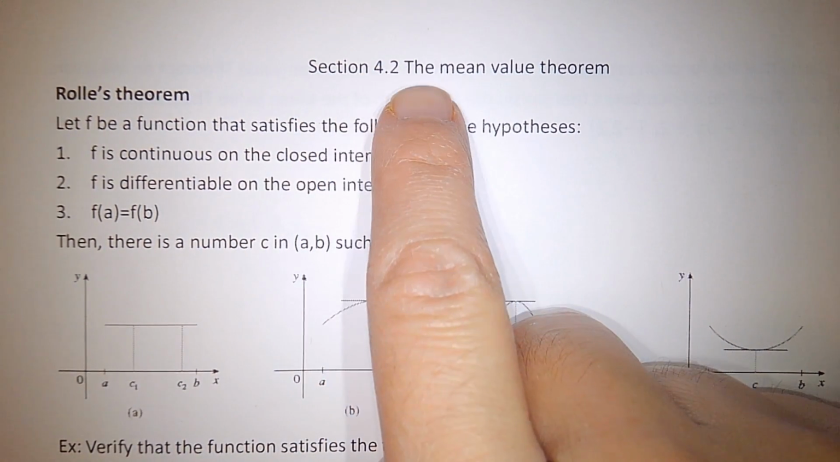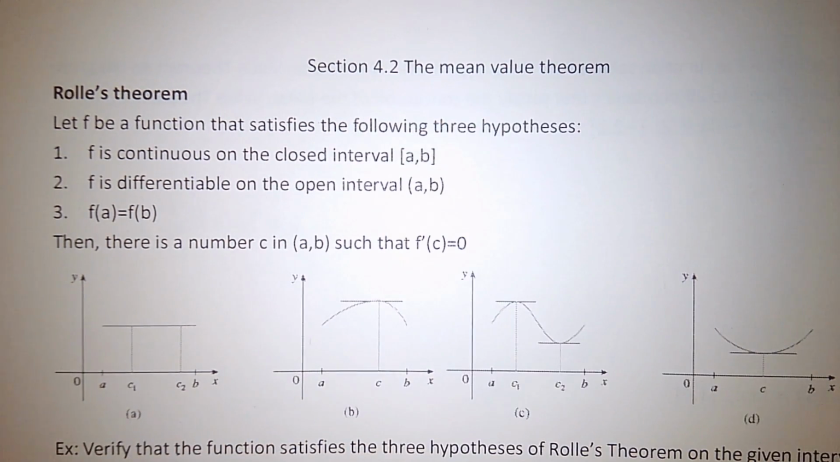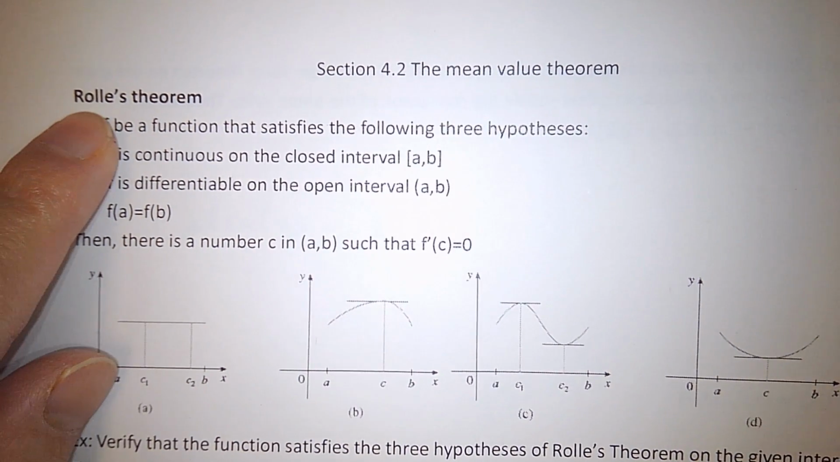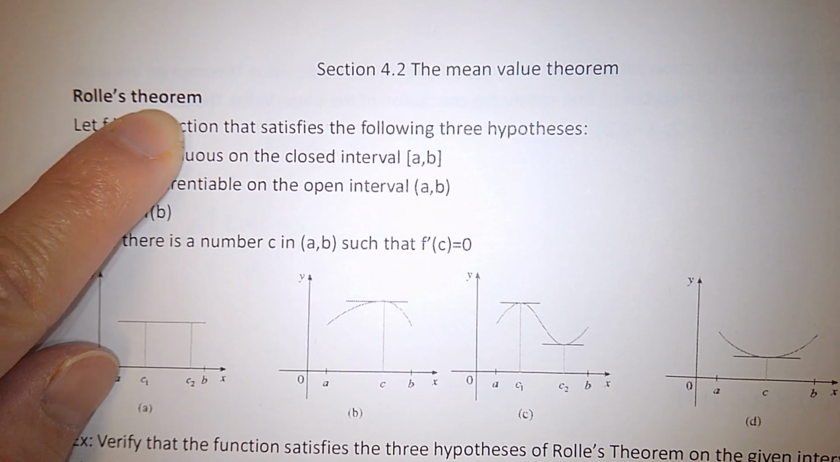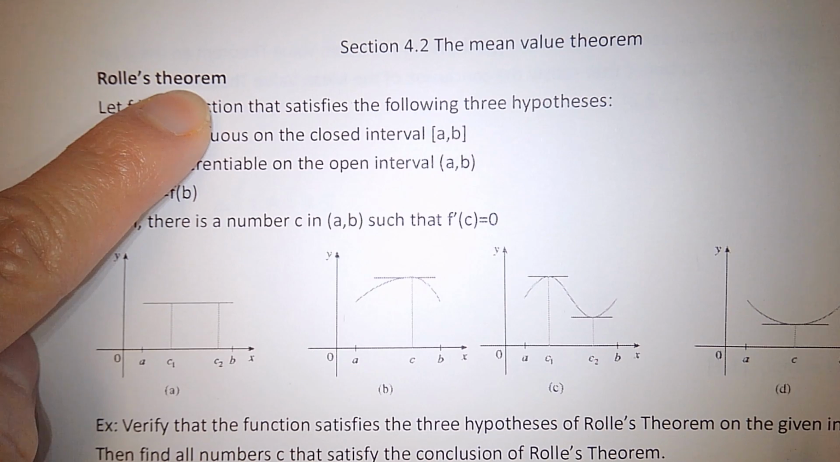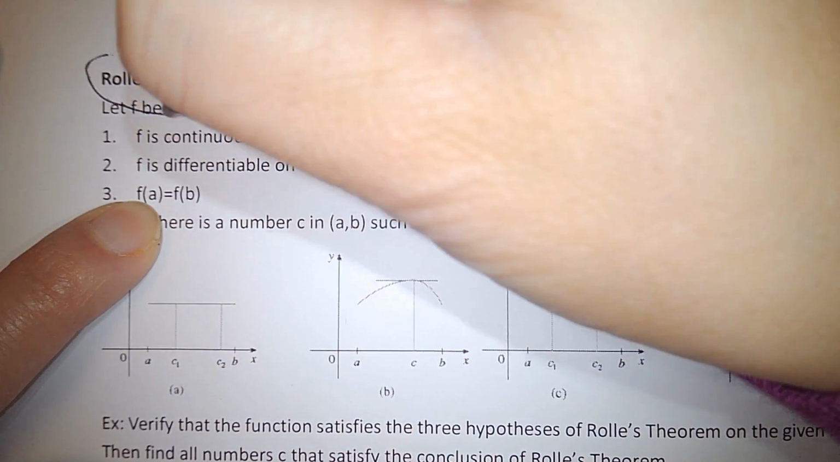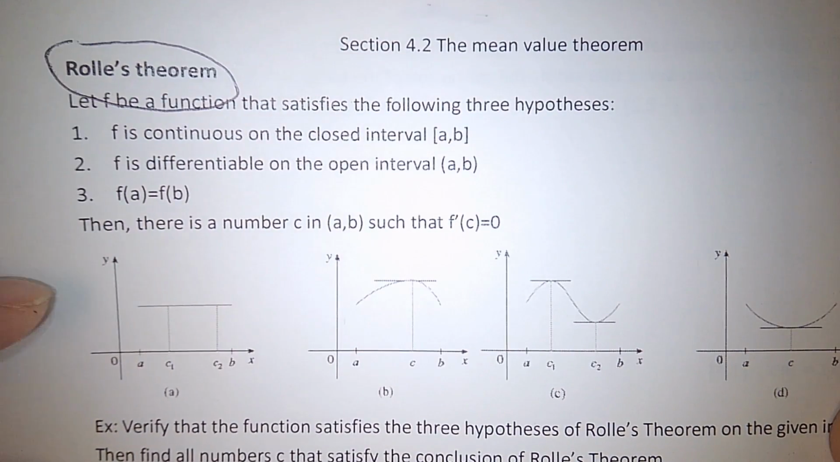Section 4.2, we talk about the mean value theorem. In this section there are two theorems. The first one is called the Euler theorem. Euler theorem actually is a special case of the mean value theorem. So this is the theorem we're going to talk about today.